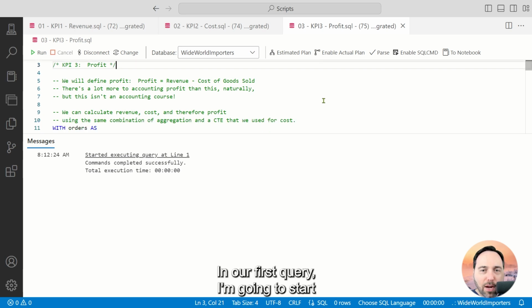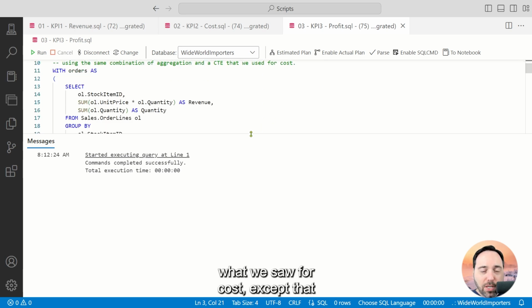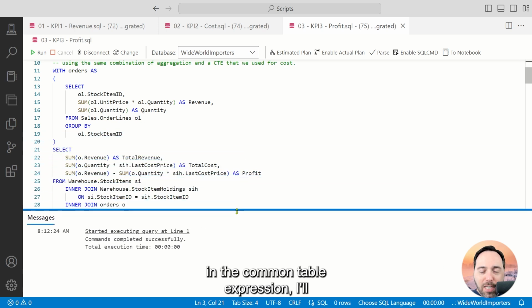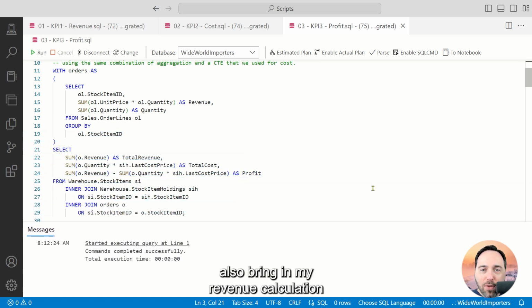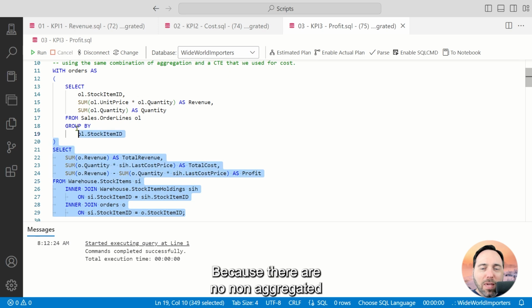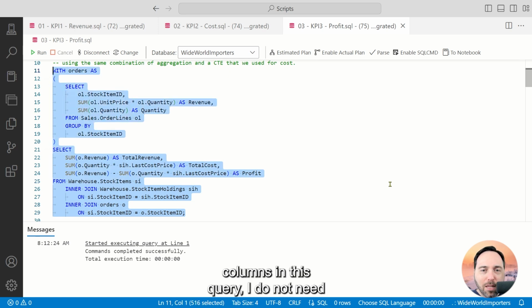In our first query, I'm going to start with something pretty similar to what we saw for cost, except that in the common table expression, I'll also bring in my revenue calculation that we saw before. Then in my main expression, I can sum up revenue to give us total revenue, costs to give us total cost, and then subtract the two to give us profit. Because there are no non-aggregated columns in this query, I do not need a group by clause.